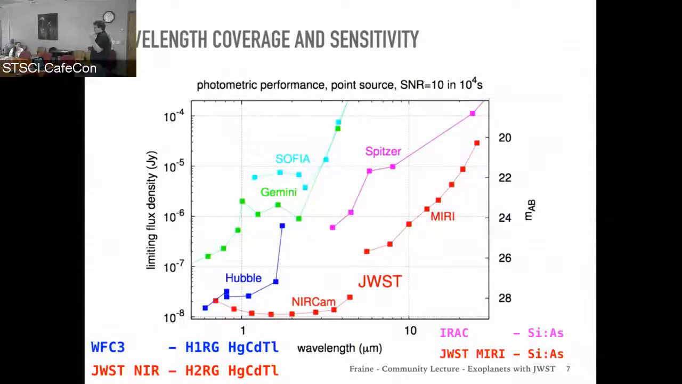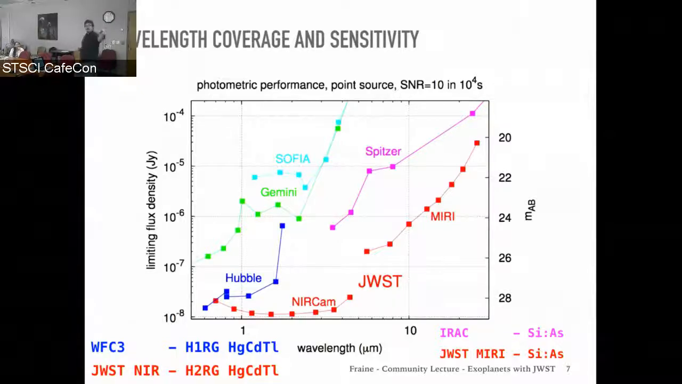They're very similar technologies. WFC3 IR is an H1RG mercury cadmium telluride detector with an ASIC sidecar, and the James Webb near infrared instruments are all H2RG mercury cadmium telluride detectors with an ASIC sidecar. So the technology is very similar, although about 10 to 15 years newer. NIRCam in particular has very similar sensitivity, though it is more sensitive than Hubble, with a longer wavelength coverage. And MIRI is very similar technology.